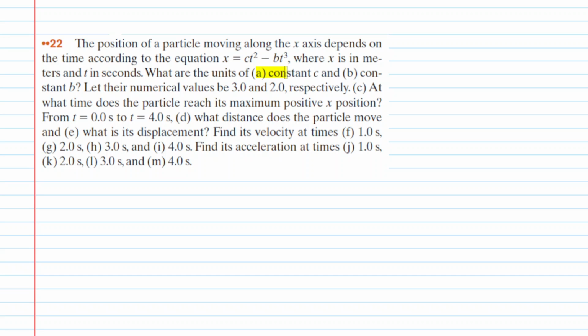In parts A and B, the question is asking us to find the units of constant C and constant B. In order to understand that, let's take a look at the equation that gives the position of the particle moving along the x-axis.